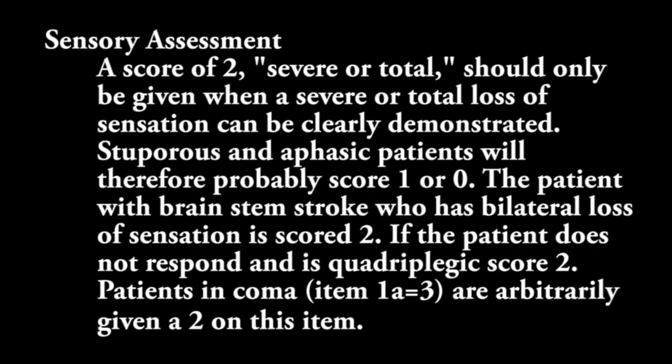A score of 2, severe or total, should only be given when a severe or total loss of sensation can clearly be demonstrated. Stuporous and aphasic patients will therefore probably score 1 or 0. The patient with brainstem stroke who has bilateral loss of sensation is scored 2. If the patient does not respond and is quadriplegic, the score is 2. Patients in coma, which is item 1A, scoring 3, are arbitrarily given a 2 on this item.